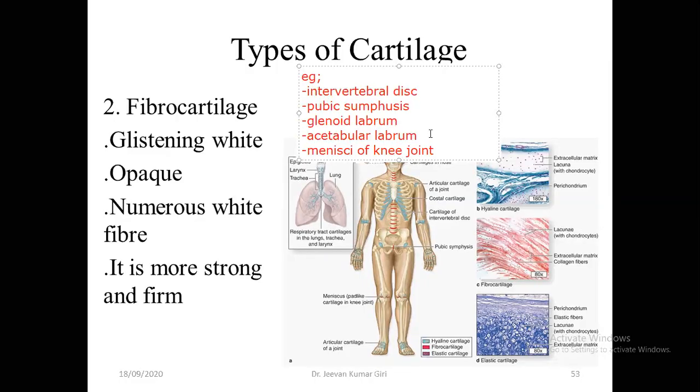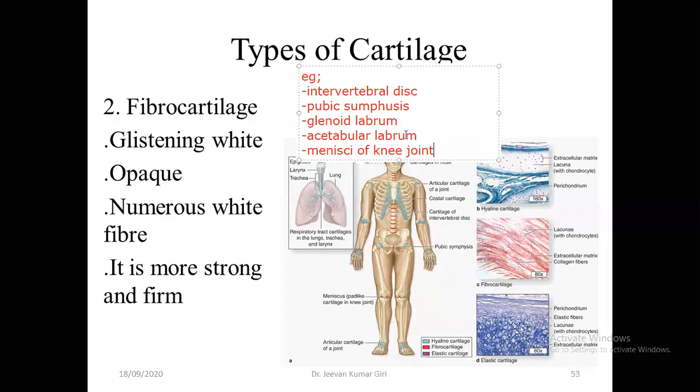Now see this glenoid labrum. If you see the scapula bone, there is the glenoid cavity. This glenoid cavity is lined by a ring-shaped fibrocartilage. That is the glenoid labrum. While reading this joint, it will come up.